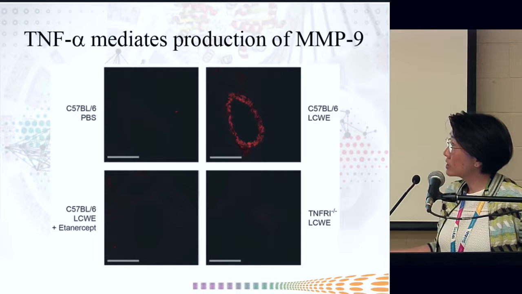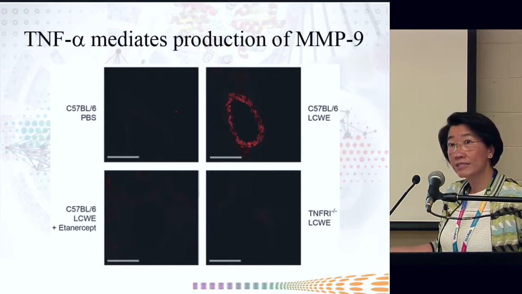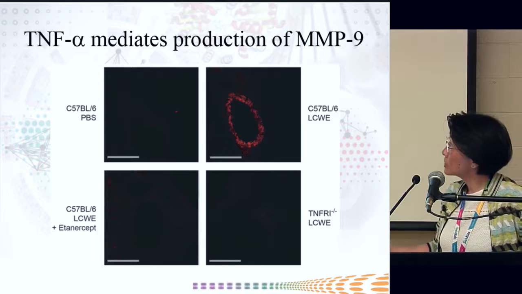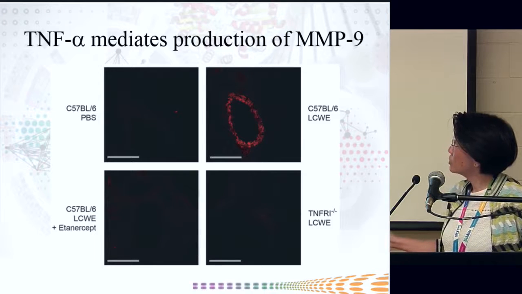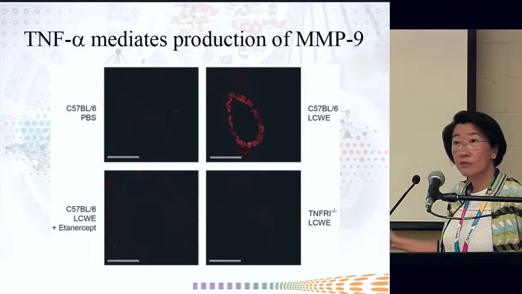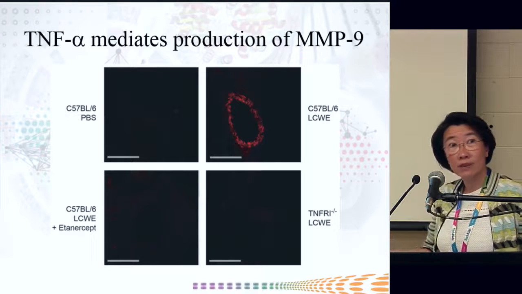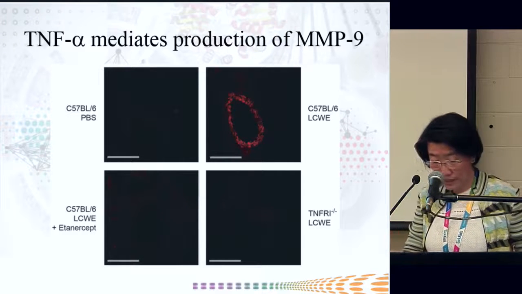And when we block TNF with a drug that's in the clinic called etanercept, or Enbrel, we can make that go away. And when we use knockout mice that do not have a TNF receptor, they again do not have any production of this matrix-degrading enzyme.